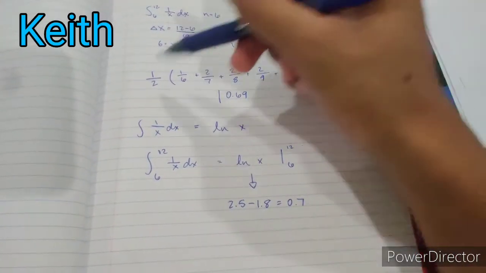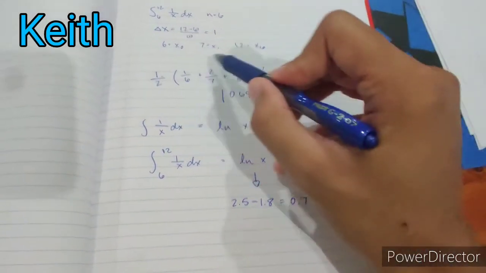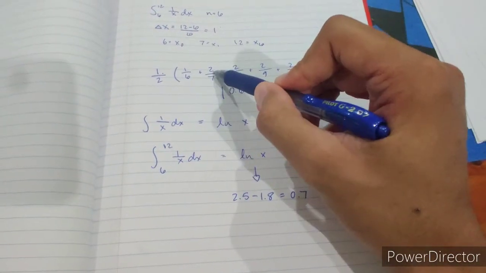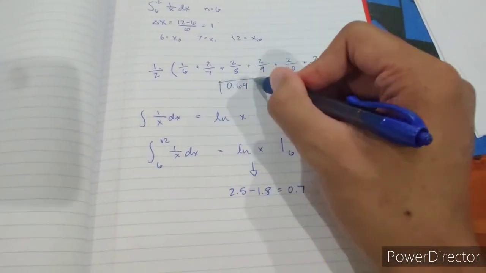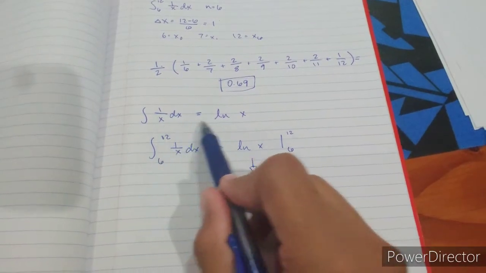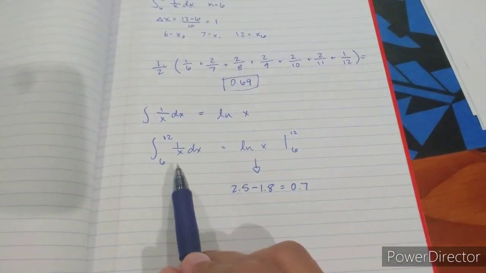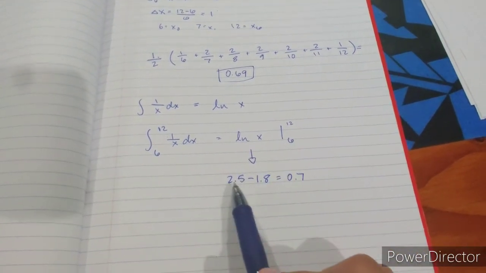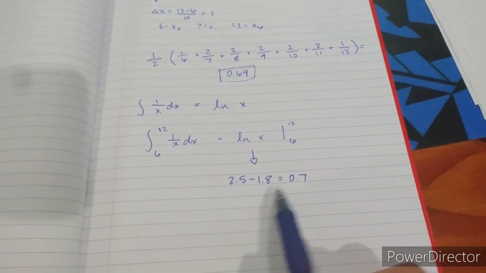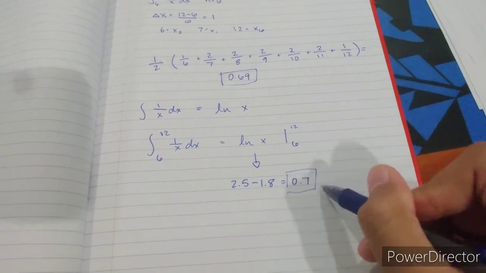When we plug the 1 into the formula and the x values into their respective spots, we get 0.69. If we integrate the problem, we know that 1 over x is equal to ln of x from 6 to 12. This is equal to 2.5 minus 1.8, which is also equal to 0.7.